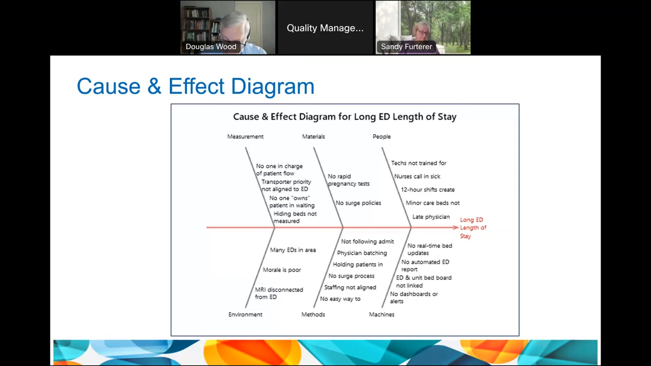Now, when you're done with this, you need to look at which causes drive the others. The order of causes is not clear here, only that they exist. So you can think about adding these to your flowchart. As Sandy mentioned, you go back, use a flowchart.